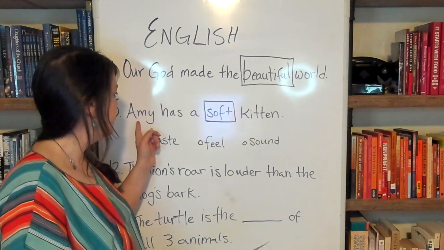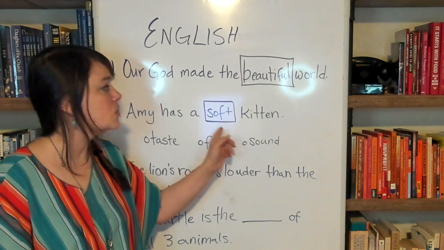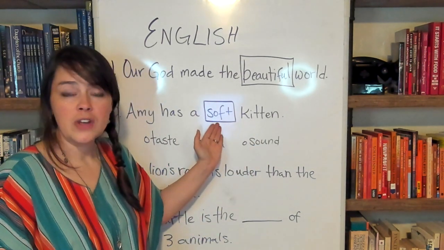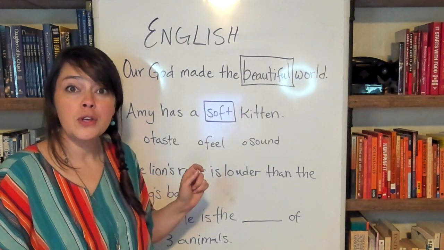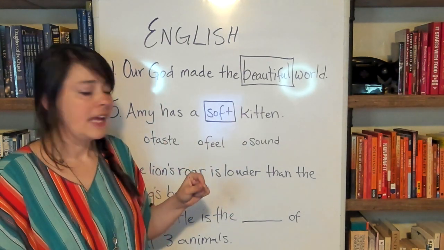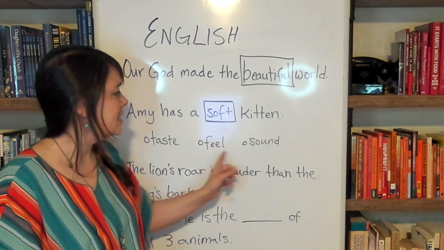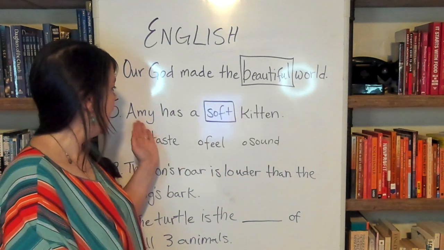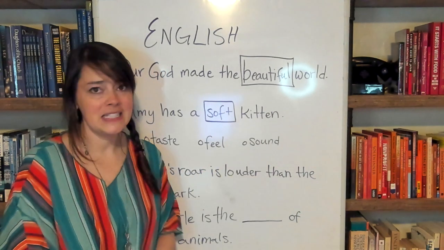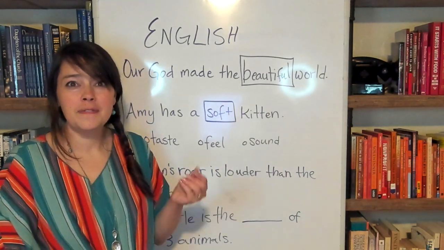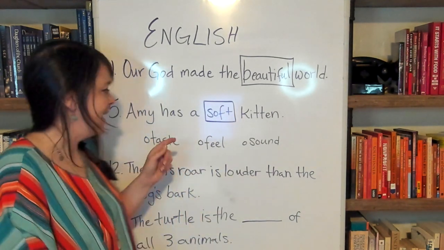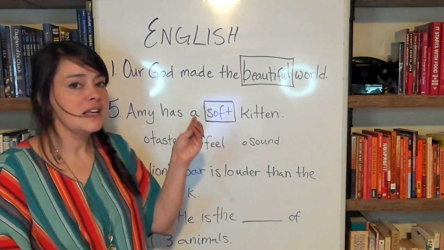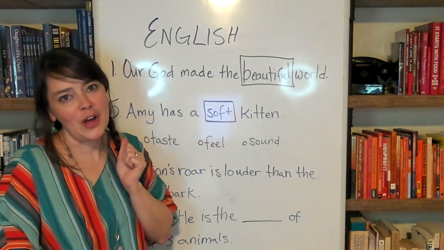For example, Amy has a soft kitten. In these sentences, the adjective has a box around it for you. The question that you're answering is, which sense is it referring to that you would need to use? Amy has a soft kitten. What are you going to do to feel that? Oh, I gave it away. Feel. It's that sense. The sense of feel tells you that the kitten is soft.